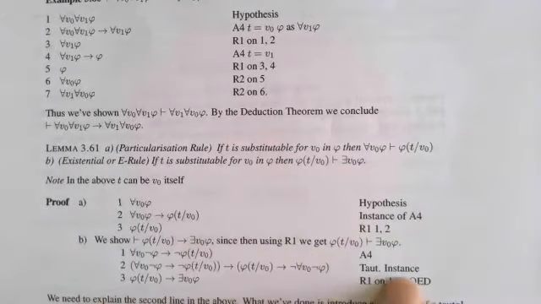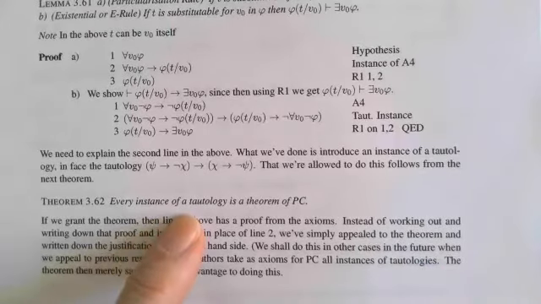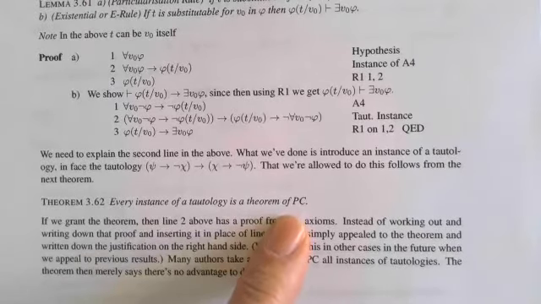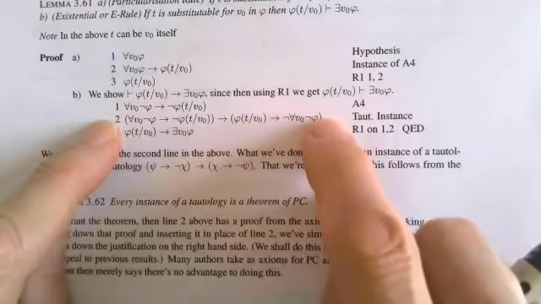There's one feature here that I've used to speed it up, which has crept in. I've used an instance of a tautology rather than of an axiom. You might think this is kind of cheating. But actually, I can prove that everything that looks like a tautology is provable in the system. So I could prove something like this from no hypotheses at all.